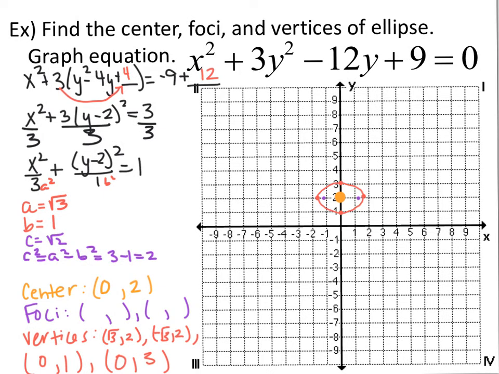So I'm going to go root 2 in my major axis direction, which is in the x direction in this case. So I went plus root 2 from my center, and minus root 2 from my center. So my two foci are negative root 2, 2, and positive root 2, 2. So this is a pretty small ellipse, but this is the ellipse of this equation.